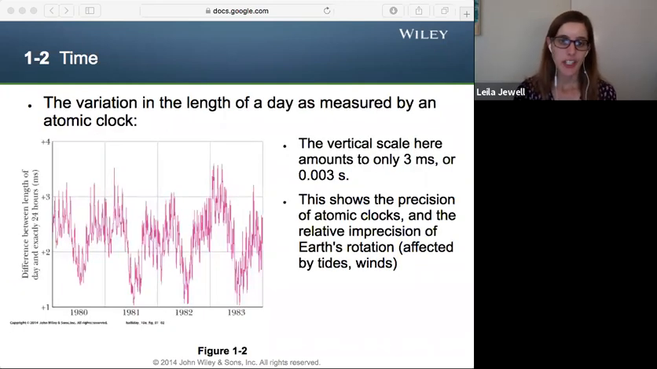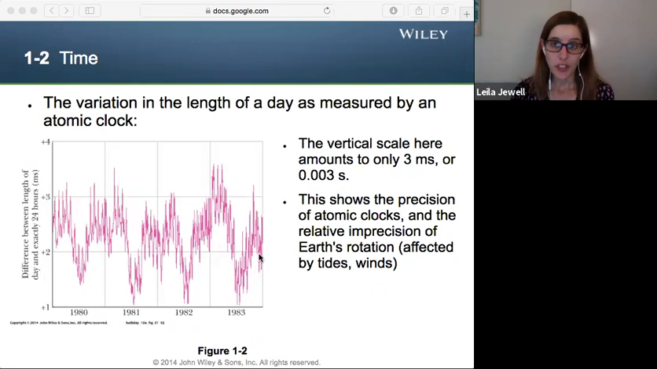And the variation in the length of day as measured by some atomic clock, as our standard, is as shown, where this is over the year, the difference between the length of day and exactly 24 hours in milliseconds. So the vertical scale is only 3 milliseconds, right? These are about 2 or 3 milliseconds. That's telling you how far off a day is, like using the rotation of the Earth versus using an atomic clock.